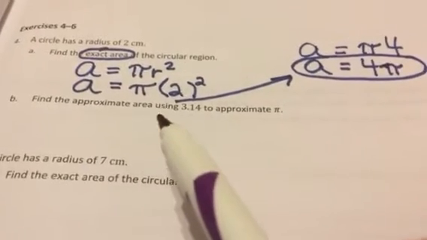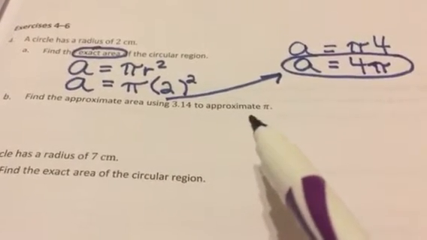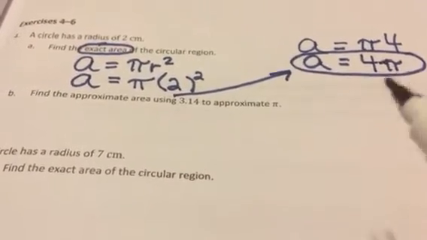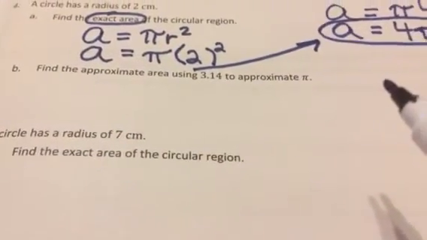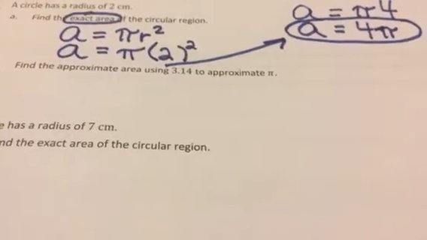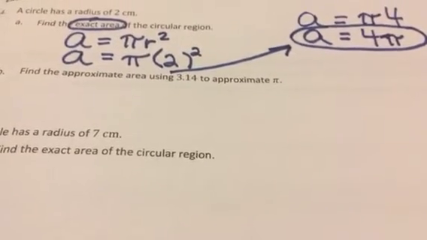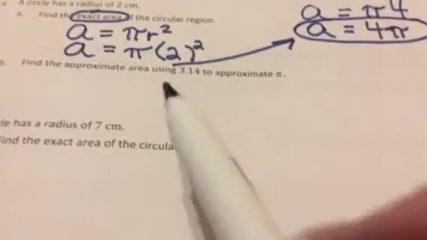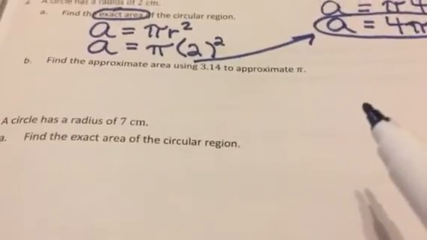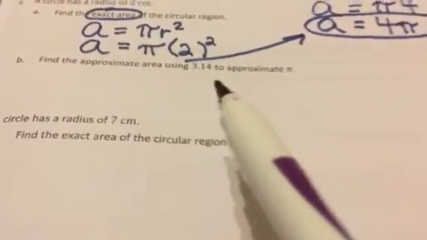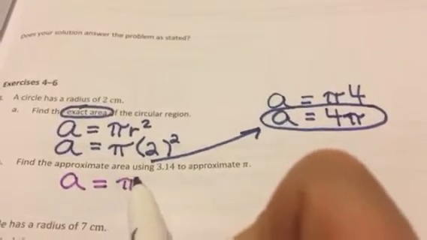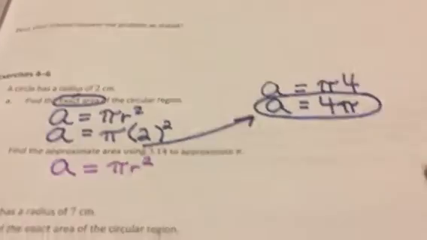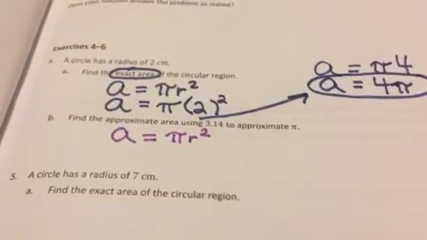Find the approximate area using 3.14 to approximate pi. So what they're saying is 3.14 isn't the real answer for pi. Pi goes on and on and on. You couldn't write all the numbers in your calculator, so you stop at 3.14. So let's write the formula. The formula to find the area of a circle.